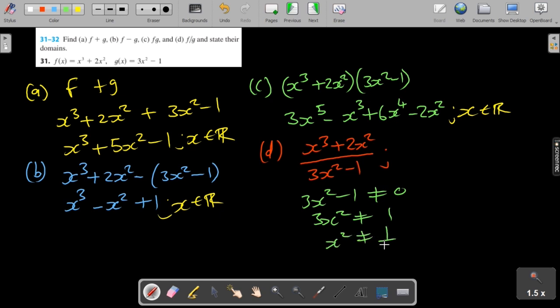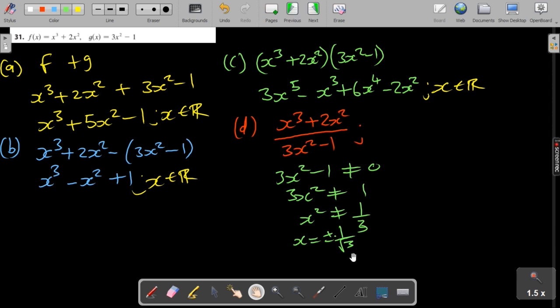And it should look like this. So your x should not be plus or minus 1 over square root of 3. So it can be anything, but not these two numbers. Because if you substitute these two, you have division by 0. So once again, x can be anything, but x cannot be plus or minus 1 over square root of 3.